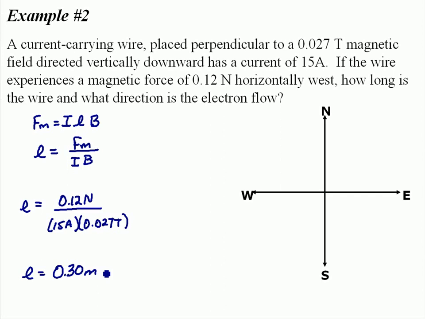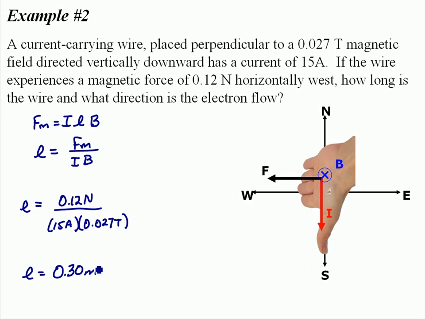So again, we look at the magnetic field directed vertically downward. That's going to be into the page. The force is to the west. So if we look at this picture, you can see my fingers pointing into the page. Force is to the west. So that would tell me my current should be to the south in this case.